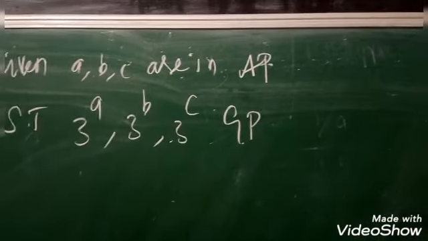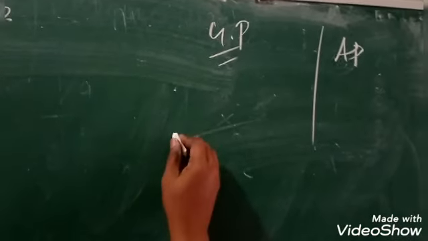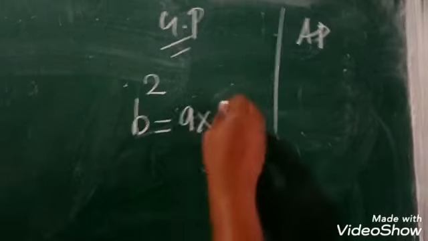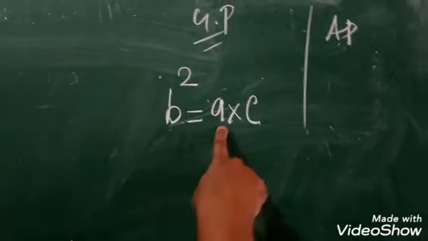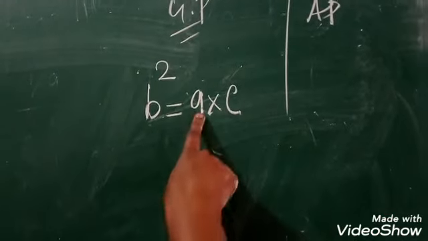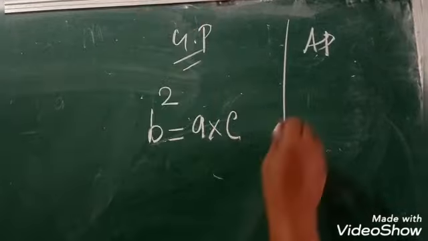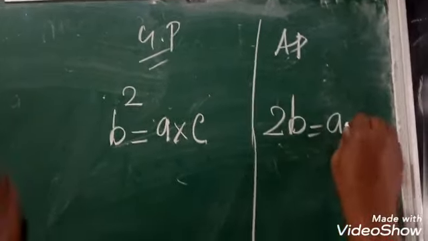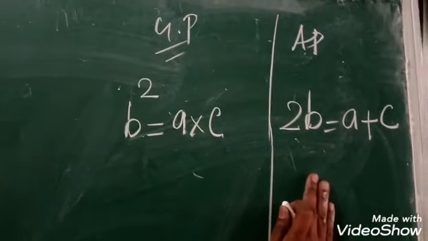We know the concept of GP. As I already said, the second term square is equal to the first term into the third term. If you multiply the first term and the third term, you get the square of the second term. This is the GP concept. Then the AP concept is 2 times the second term is equal to the first term plus the third term. Have you all understood this?